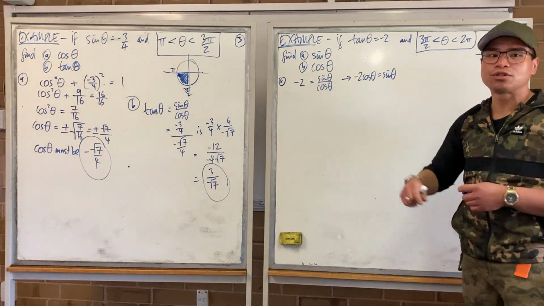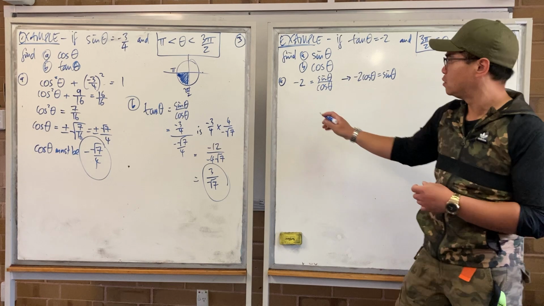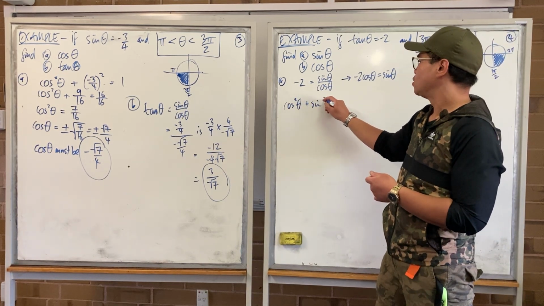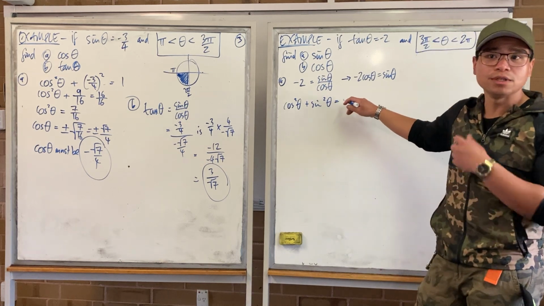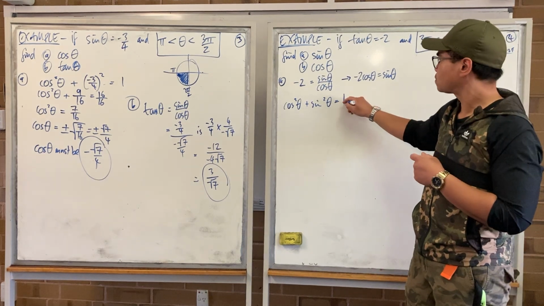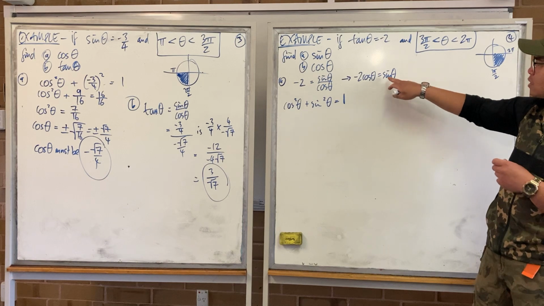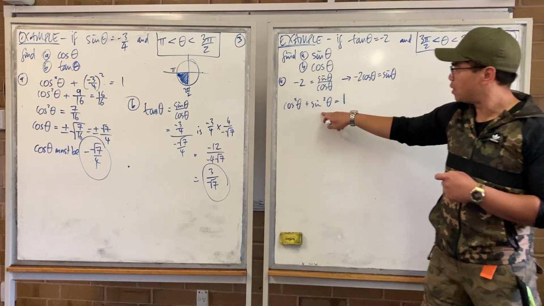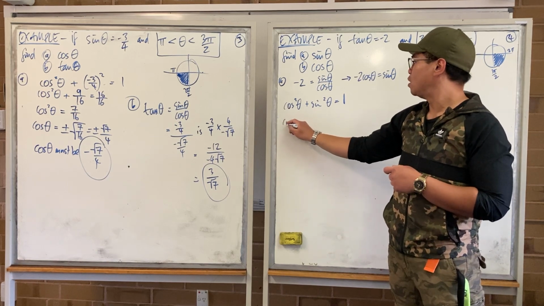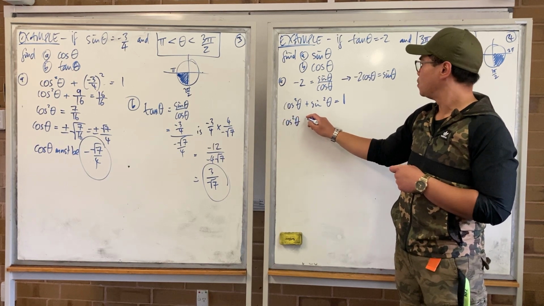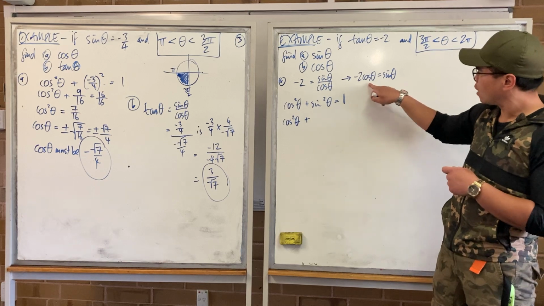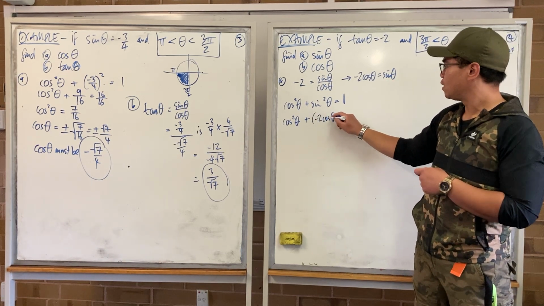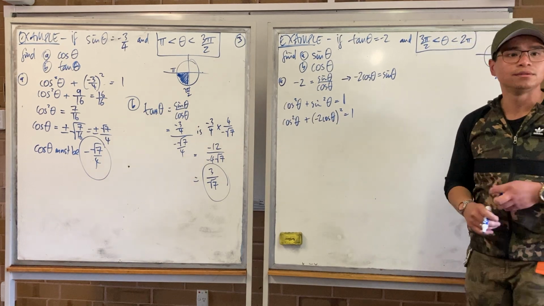How does this help me? I've still got 2 unknowns. But I've got another tool. Cos squared theta plus sine squared theta is equal to, what do we say that tool said? 1. If I know that sine theta is equal to this, I'll plug that in here. So cos squared theta plus, and I'm squaring what I've told myself sine theta is, so negative 2 cos theta squared is equal to 1.